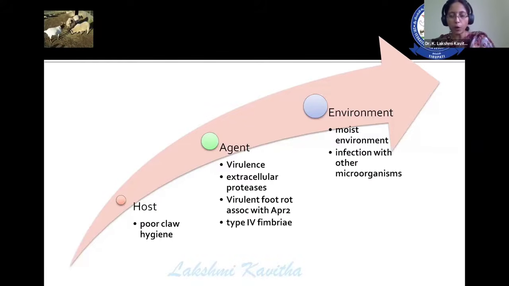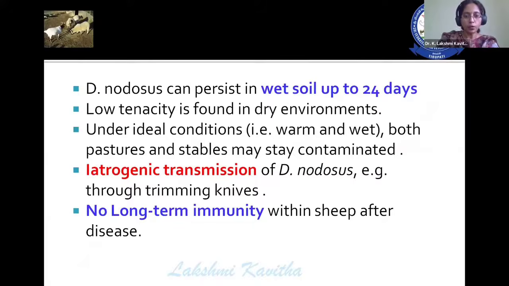Environmental factors like a moist environment, continuous rains, and prolonged stay of animals in muddy areas favor the anaerobic environment of the foot, in turn leading to multiplication of this organism and infection with other microorganisms. All these favor the occurrence of foot rot. Dichelobacter nodosus can persist in wet soils up to 24 days, and has low tenacity in dry environments. Under ideal conditions, that is warm and wet, both pasture and stables may become contaminated.